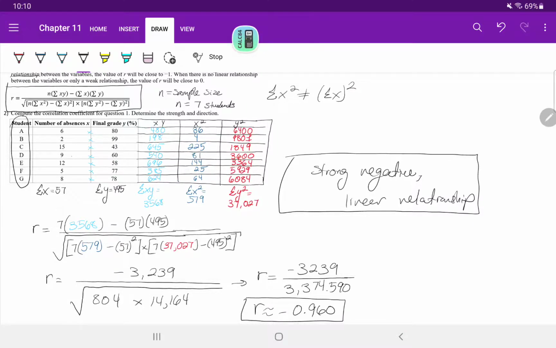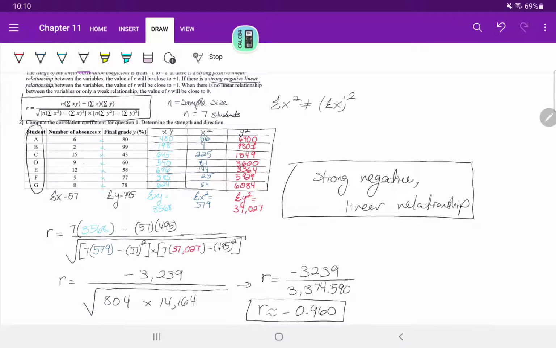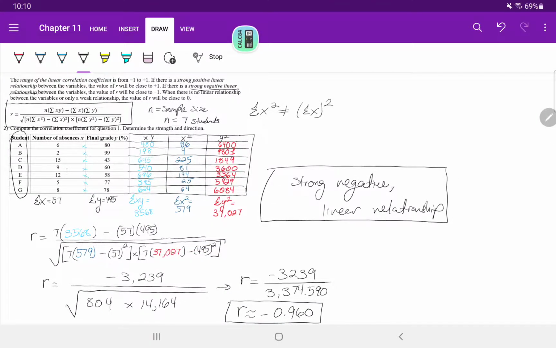All right, guys. Hope this problem made sense to you. Hope you enjoyed it. Here's a screenshot. I zoomed it up, so if you want to screenshot the video, you can. And you can see the process again. Once again, this is very essential for you to know in the future how to compute this. You should know it now, but if you don't know it now, it's okay. But you need to understand the concept of what R is, indicating the strength and the direction of the relationship.